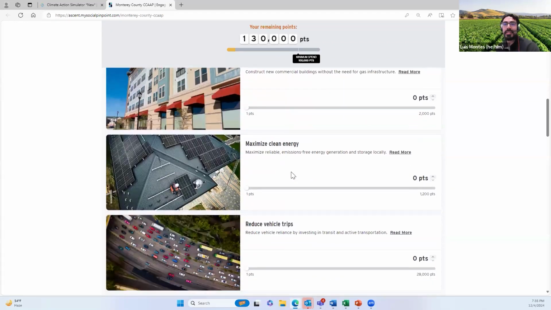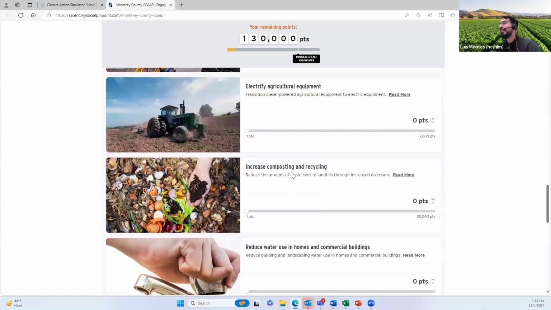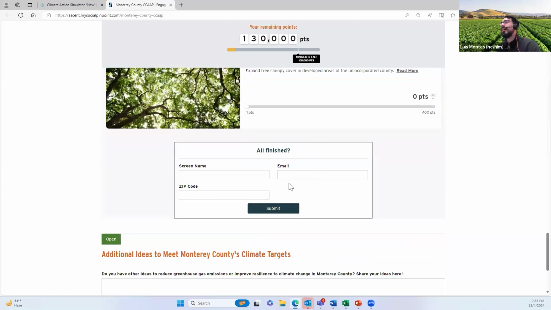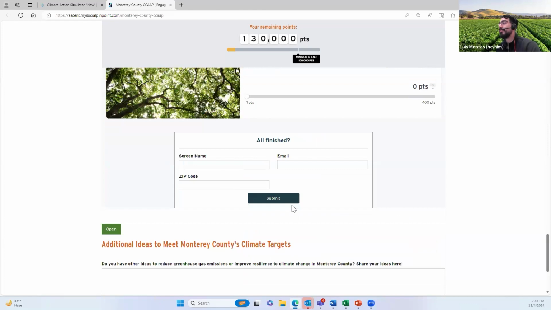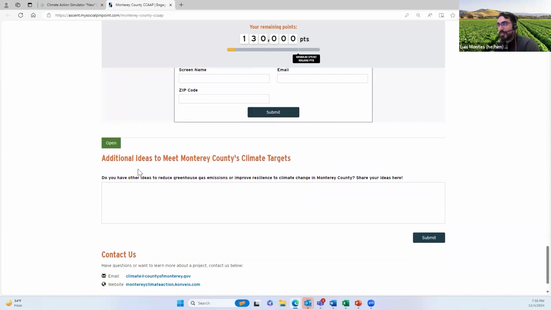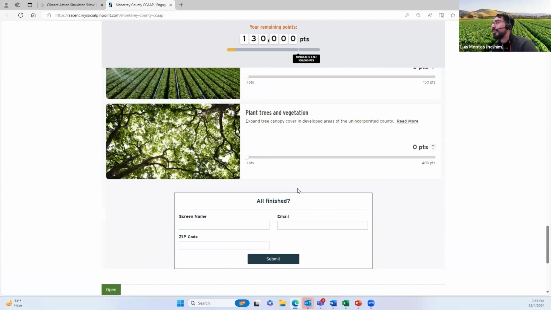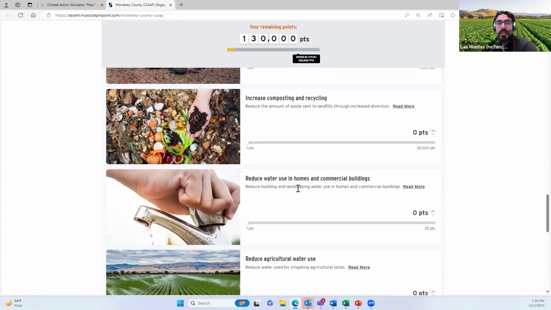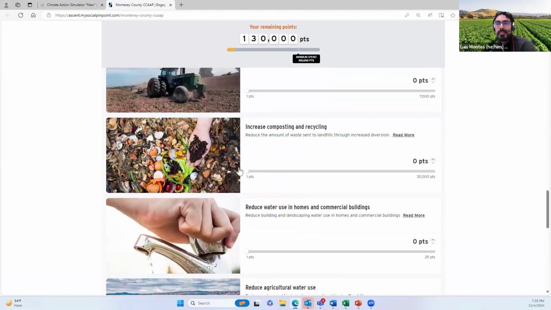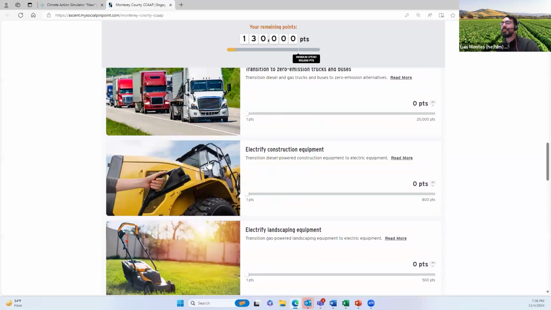Once you're ready to submit, you scroll all the way to the bottom. And you can see these are all 16 actions. And you'll fill out this form and hit submit. And if you have additional ideas, you are more than welcome to share them in the form below. But we really want to hear from all of you what you think the Monterey County scenario should be. And this will definitely help inform the actions outlined in the draft CAP.